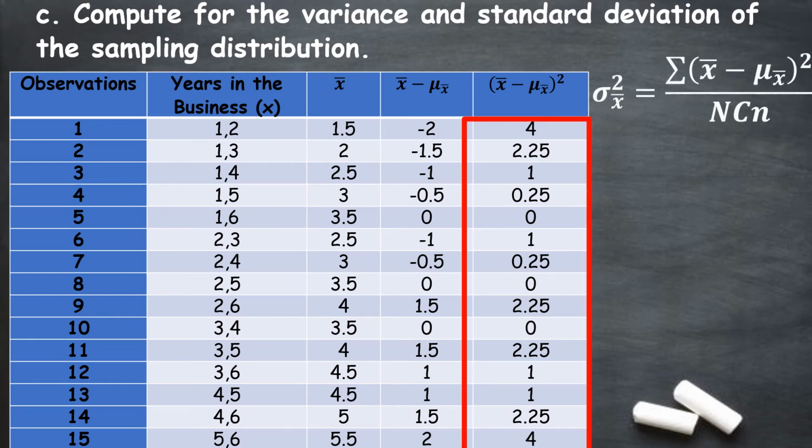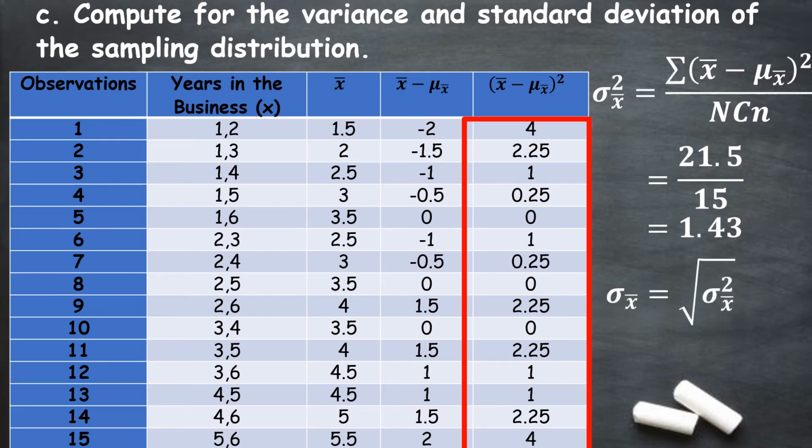and then you construct another column wherein you square the difference of the sample mean and the population mean. So for us to get the sample variance, all we have to do is add the numbers in the last column and divide it by the number of observations. So we add 4 plus 2.25 plus 1 plus 0.25, and so on and so forth. Then we divide it by 15. Doing so, we will have 21.5 all over 15, and the simplest form of that is 1.43. So our sample variance is 1.43.